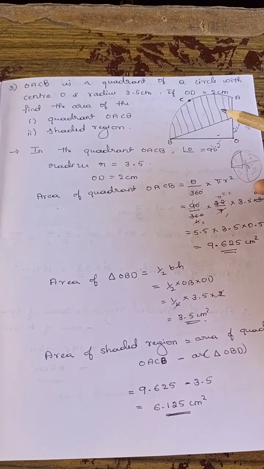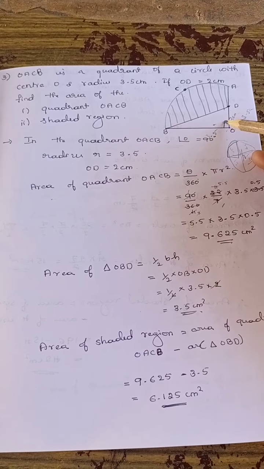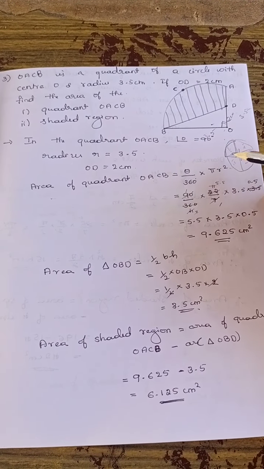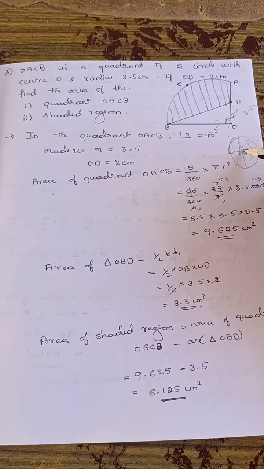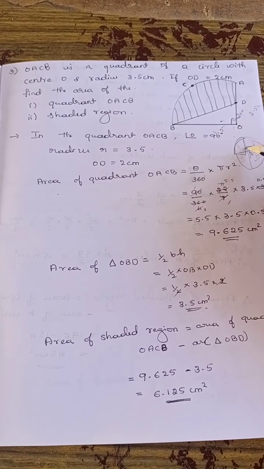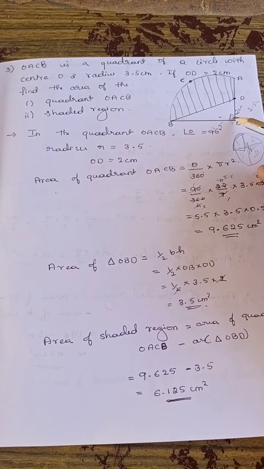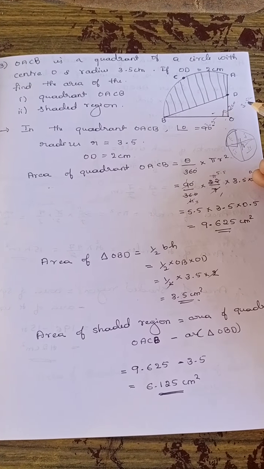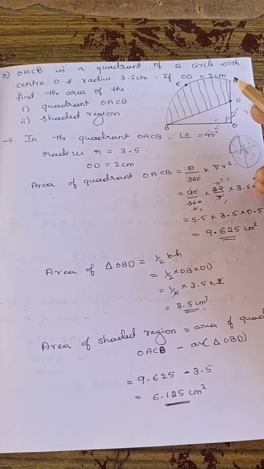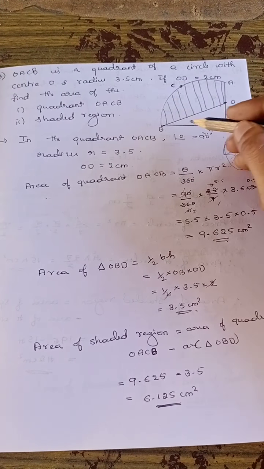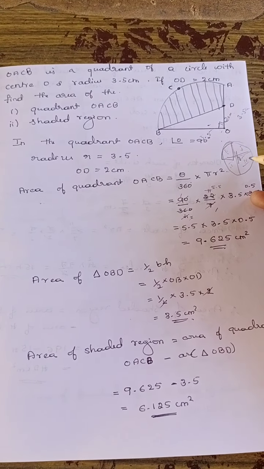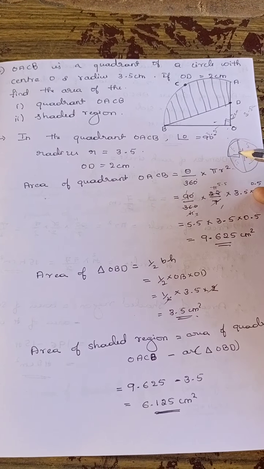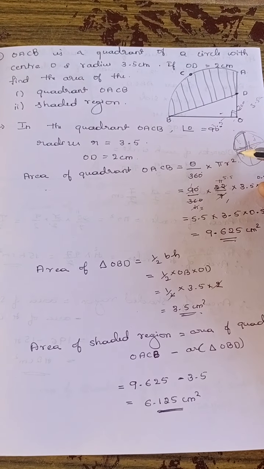What is given here? Angle O is equal to 90 degree, because if the diagonals of a circle are perpendicular to each other, then it makes a quadrant. Therefore, the angle here is 90 degree, radius R is equal to 3.5, and OD is given as 2 centimeter. Let us see the area of a quadrant. The area of a quadrant formula: this whole circle, what is the angle? 360 degree. Out of 360 degree, we are taking only 90 degree. This much we are taking.